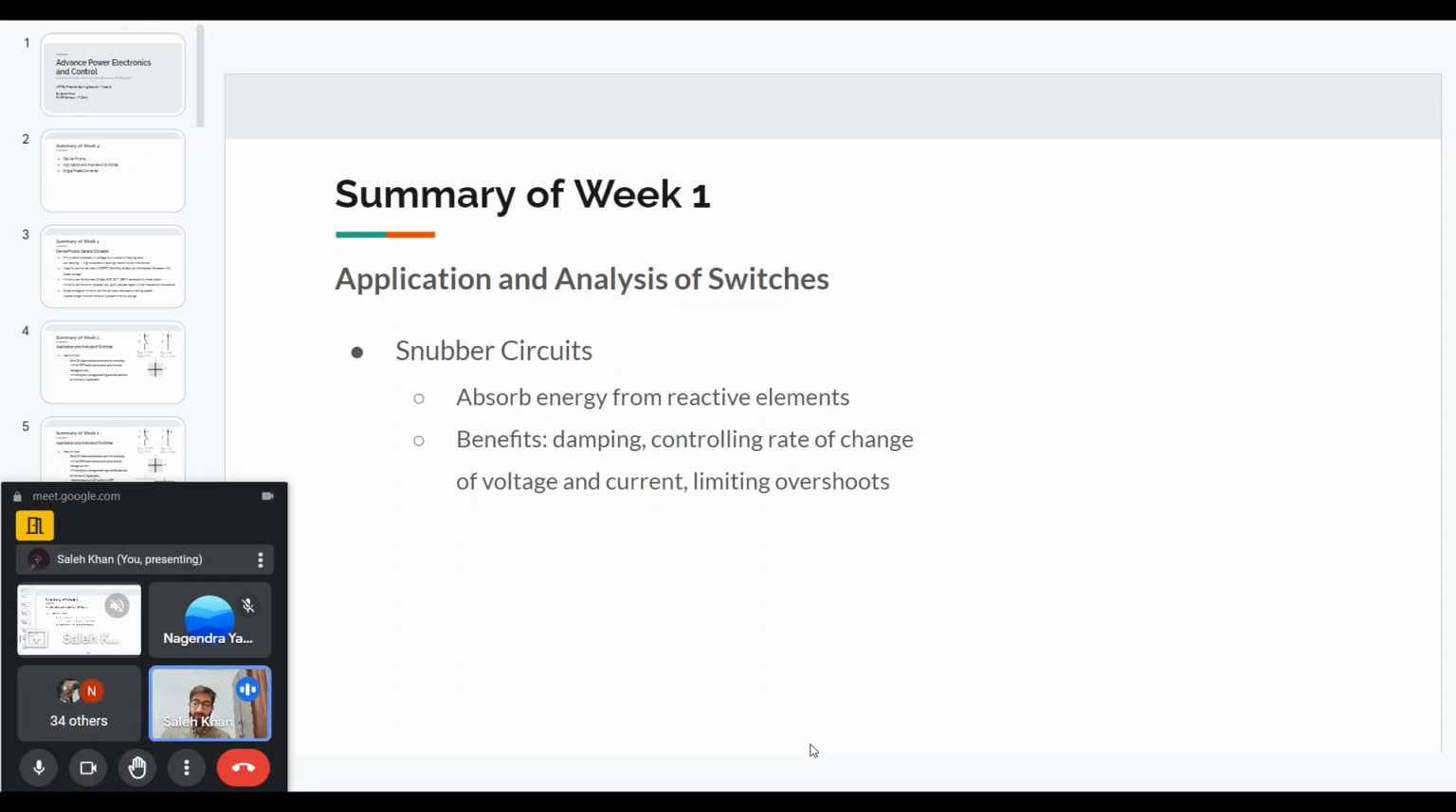So snubbers are basically used for damping oscillations because in a practical circuit, when you turn on a device, the current will not just go from zero to some positive level. It will go to some overshoot and then will have some slight oscillations. And if we want to reduce these oscillations or damp oscillations or limit the overshoot, we will use what are called snubber circuits.